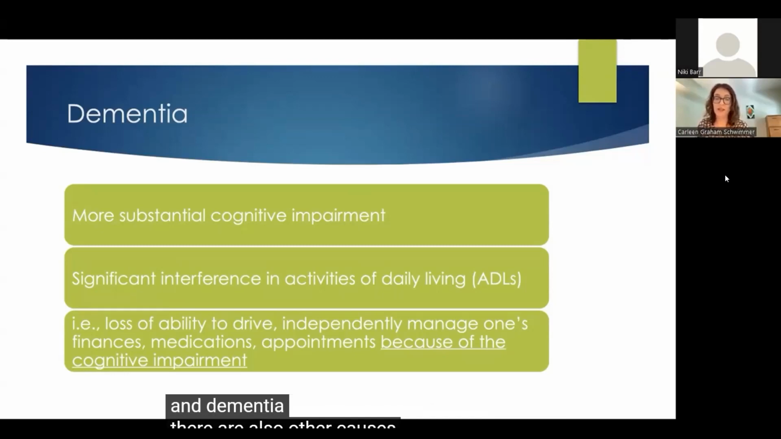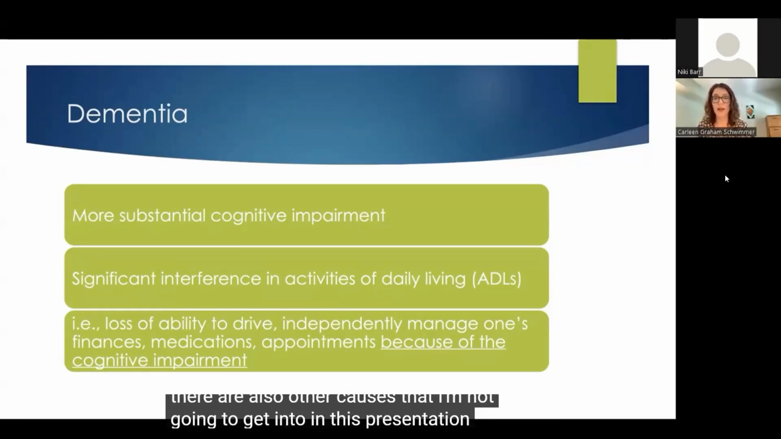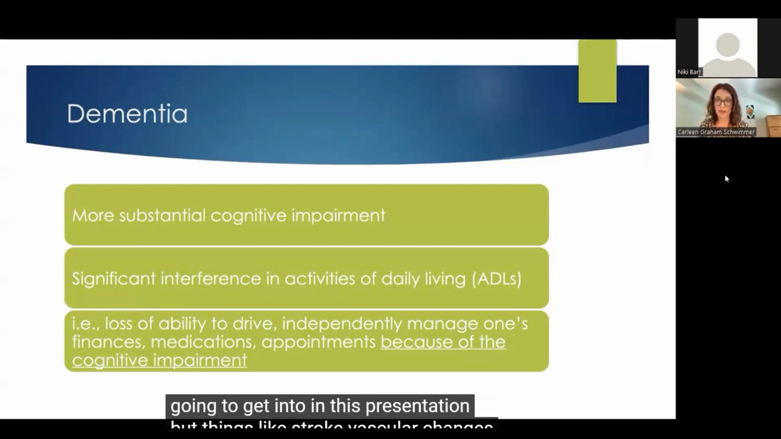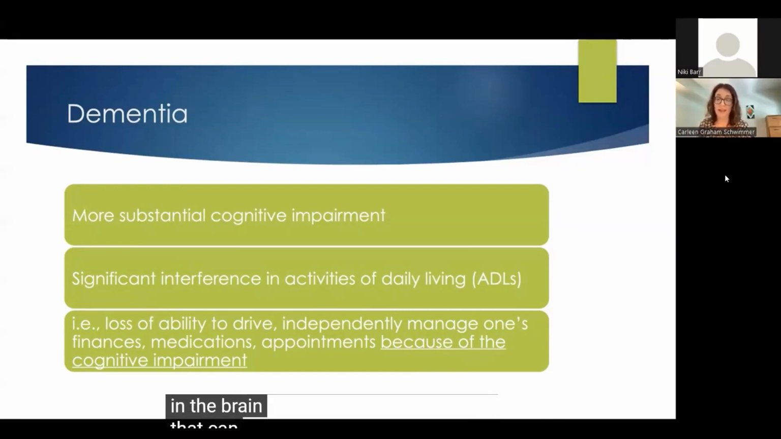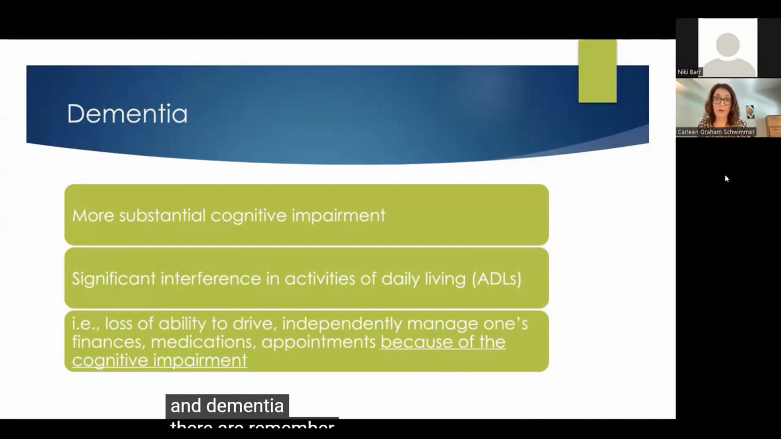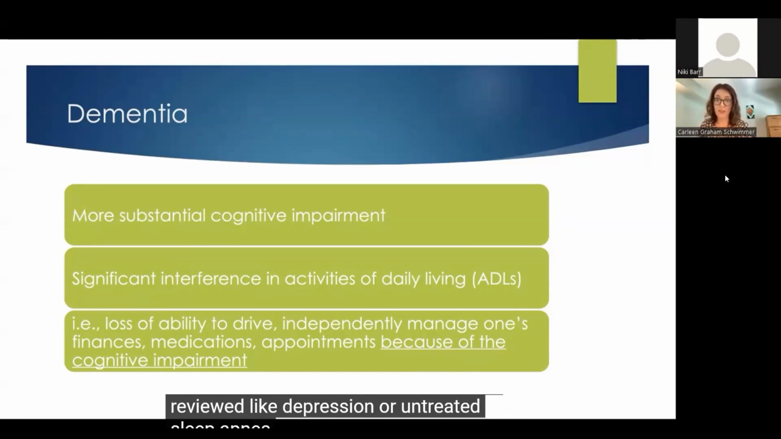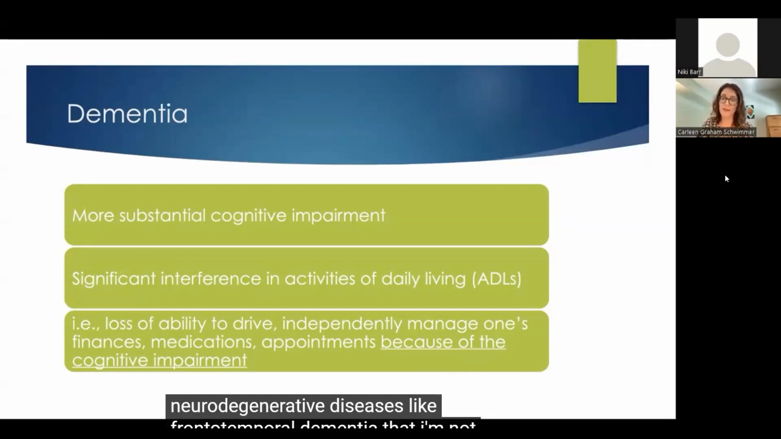There are also other causes that I'm not going to get into in this presentation, but things like stroke, vascular changes in the brain that can cause mild cognitive impairment and dementia. There are, remember, reversible, treatable causes of cognitive impairment that we reviewed, like depression or untreated sleep apnea. And then there are also other neurodegenerative diseases like frontotemporal dementia that I'm not going to review in this presentation.